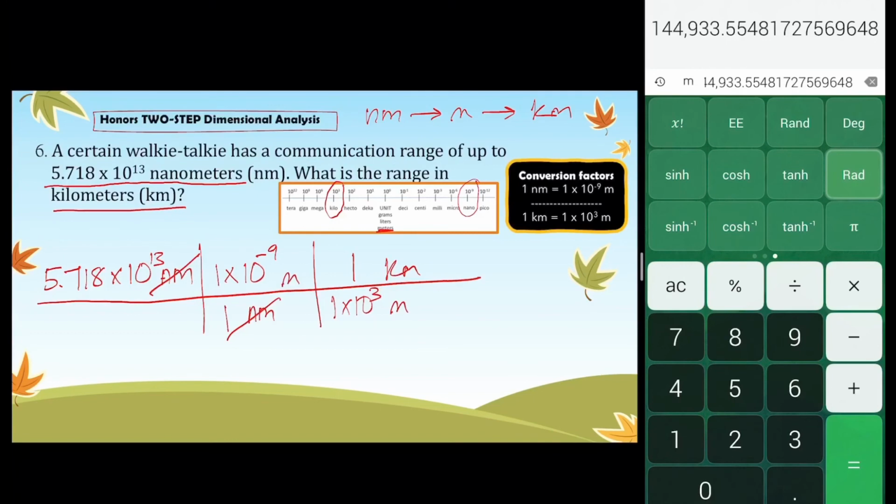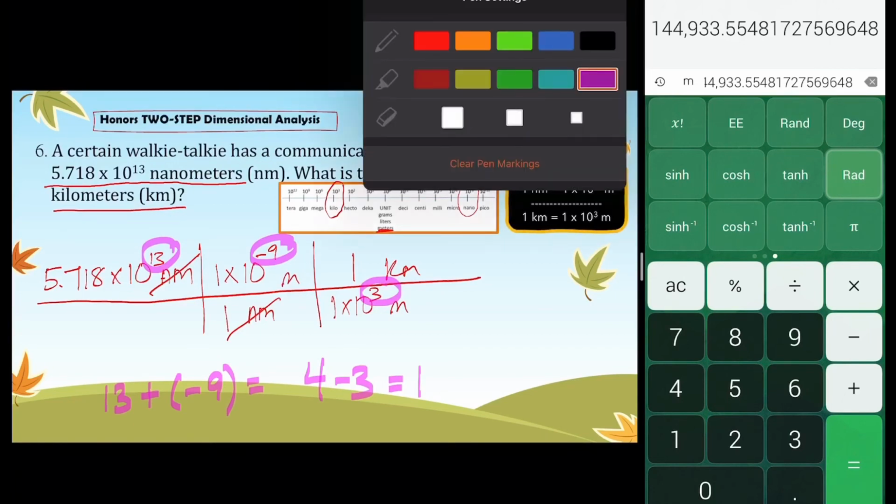Okay, we have a few exponents here this time, so let's take a look at how we can predict what our exponent will be. We have 13 and -9 in the numerator. When you have numbers with exponents that you're multiplying, you're going to add the exponents. So 13 plus -9 equals +4. Then look at your other exponent in the denominator, the 3. Because it's in the denominator, you're going to subtract. So 4 minus 3 equals 1. So our exponent will just be 1. Okay, let's solve.